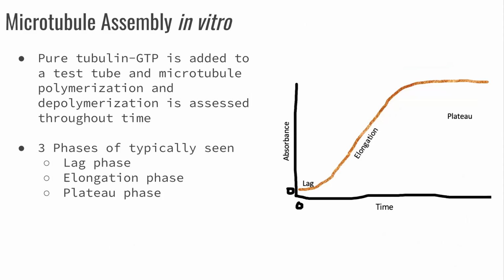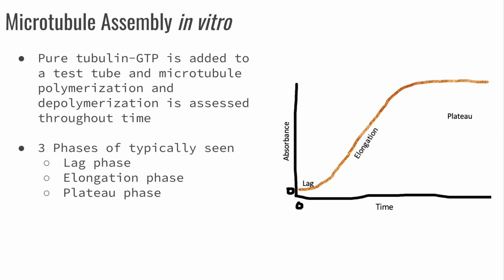Okay, so now we're going to talk about microtubule assembly in vitro. So this is where pure tubulin GTP is added to a test tube, and microtubule polymerization and depolymerization is assessed throughout time. When you're setting up microtubule assembly in vitro, you can add as much tubulin GTP as you want. So you can add it in a concentration that allows for the nucleation of microtubules to happen without a microtubule organizing center.